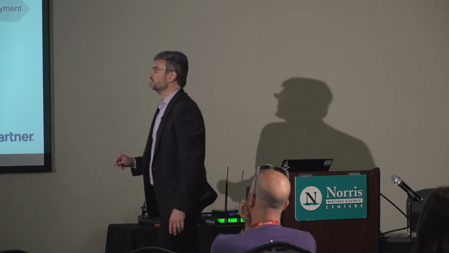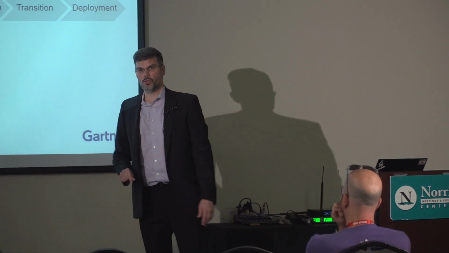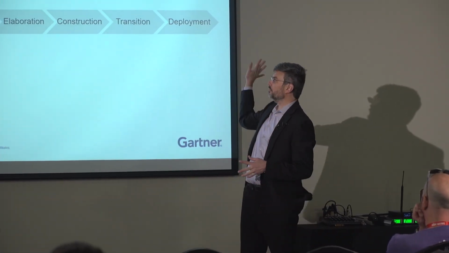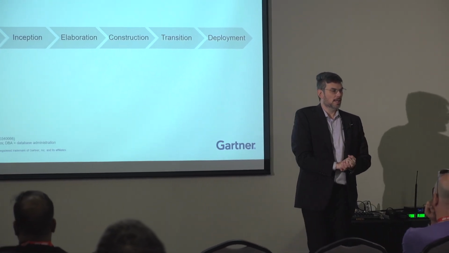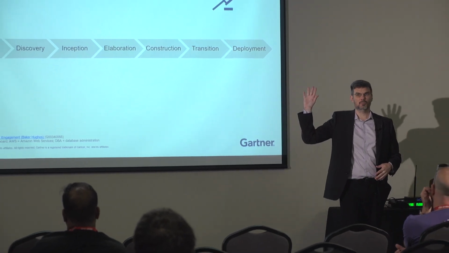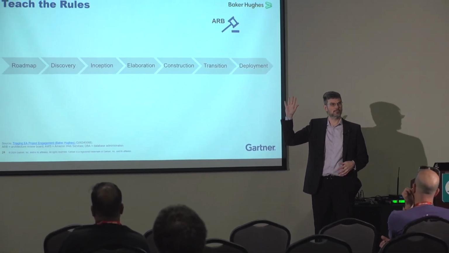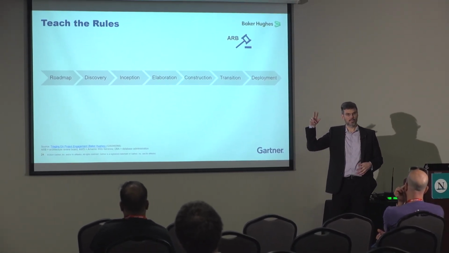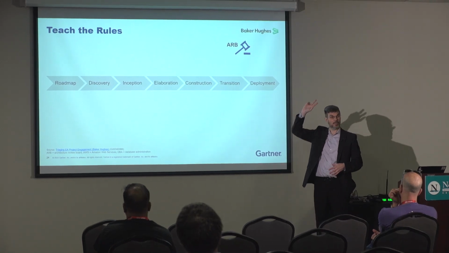Great example of teaching the rules. This comes from Baker Hughes. They're an oil and gas services company out of Houston. This is a very simplified deployment lifecycle. And has anybody ever run an ARB or been a member of a CAB or Architecture Review Board? Yeah, so I've run one, and I'm guilty of this.